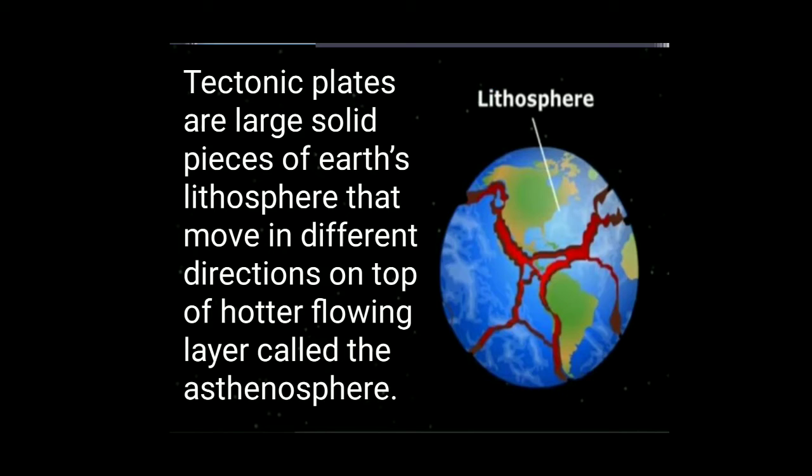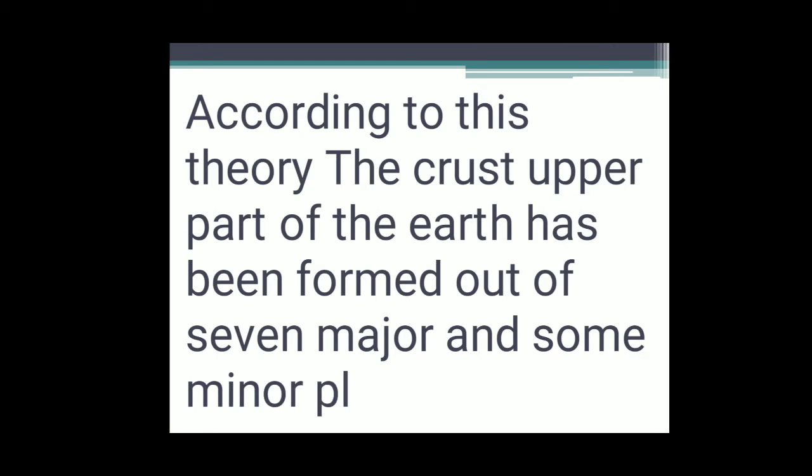When we talk about tectonic plates, these are large solid pieces of Earth's lithosphere that move in different directions on top of a hotter flowing layer called the asthenosphere. According to this theory, the crust, the upper part of the Earth, has been formed out of 7 major and some minor plates.